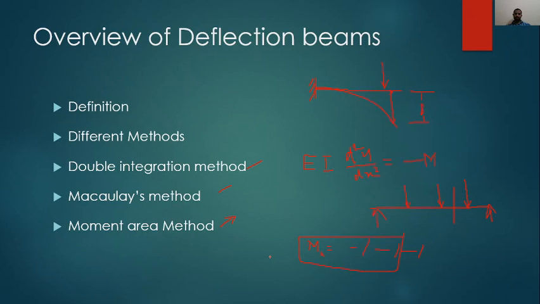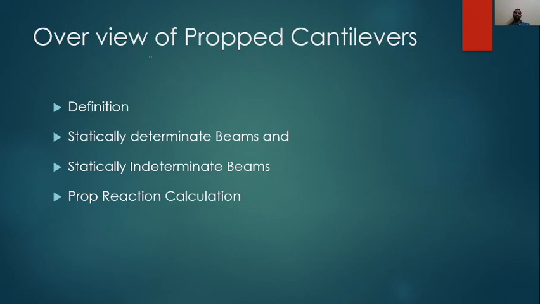So this is briefly about deflection of beams, and we'll also discuss proper cantilever beams. What is a proper cantilever beam? First of all, a cantilever beam supported anywhere within the span with one roller support, that is known as a prop, is a proper cantilever beam. Generally the prop is provided if you want to control the deflections and if you want to increase the load bearing capacity.